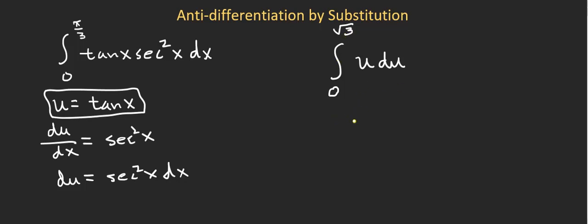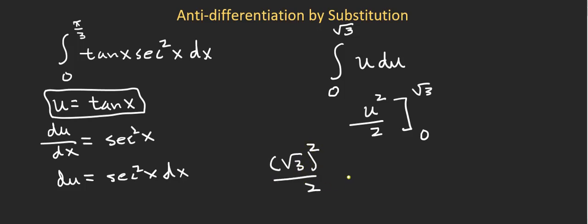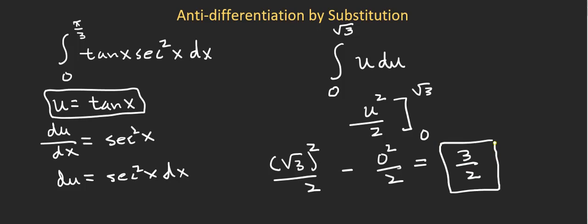Now we're going to evaluate this. You end up getting u squared over 2 from 0 to radical 3. So you end up getting radical 3 squared over 2 minus 0 squared over 2, which is 3 over 2. And that's your final answer.